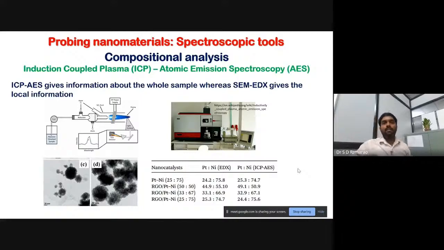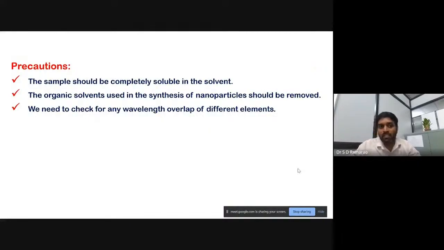So the next one is, and before going to that, there are some precautions, as I mentioned. You have to dissolve your sample in a solution, right? That means your solubility should be very good. If your sample is not properly soluble, then what will happen? The particles will be dispersed in that solution, and when you are sending it through the nebulizer, it will disturb the process of excitation and de-excitation. So you should check for the solubility. Your sample should be soluble in your solvent.